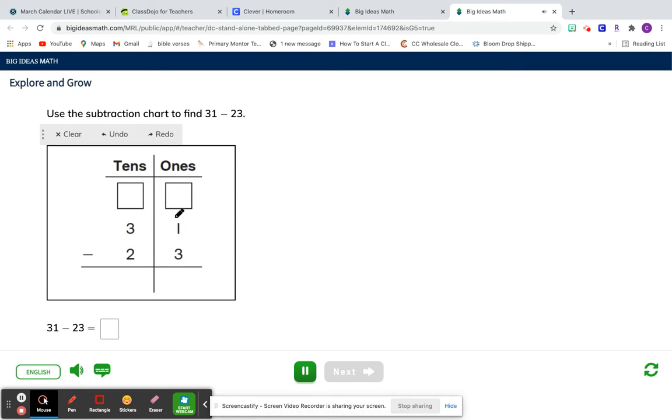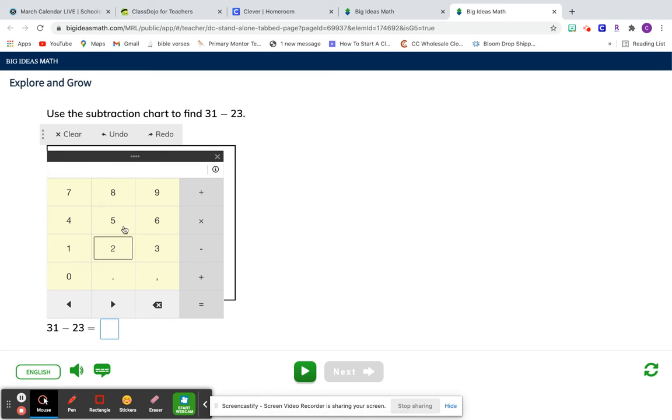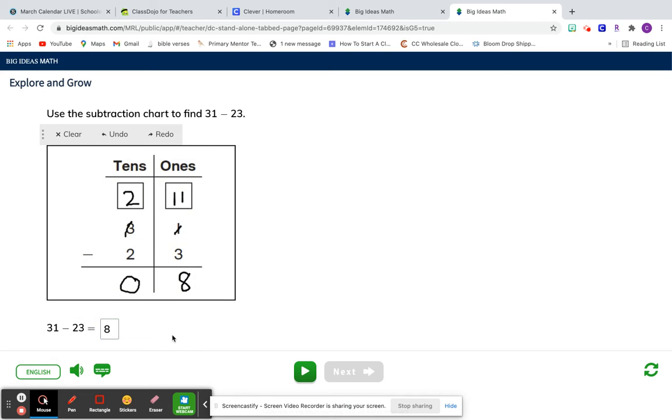Use the subtraction chart to find 31 minus 23. So just like we did, 11 minus 3 is 8, and 2 minus 2 is 0. So our answer to this one is 8.